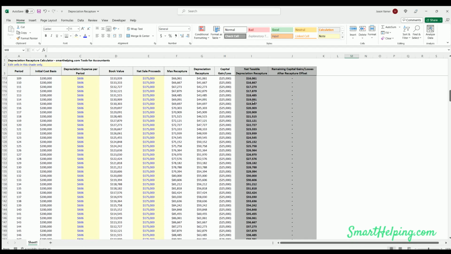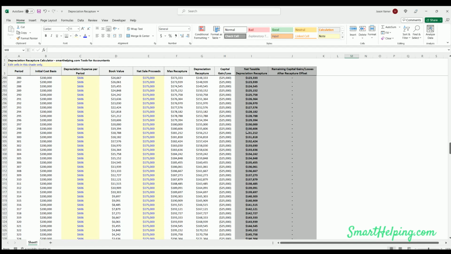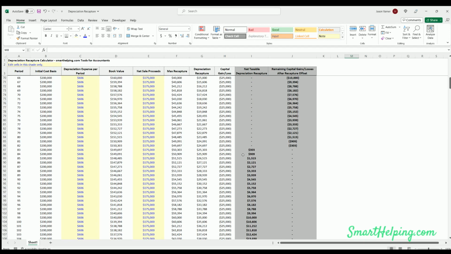Now, if we keep scrolling down, at any point after this you're just going to keep taking more depreciation, so you have to recapture that if you're still selling at 175 and there are no losses, and the number just keeps going up and up. So this illustrates all the different things you have to look at when you're selling an asset that you've depreciated.